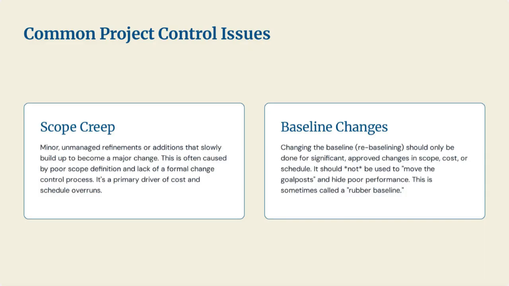schedule. The second is baseline changes, or what's sometimes called a rubber baseline. Changing the baseline is a big deal and should only be done for major, approved changes in scope. It should never be used to hide poor performance. If a project is over budget and behind schedule, the baseline isn't just moved to make the numbers look good. That's just moving the goalposts, and it defeats the whole purpose of project control.